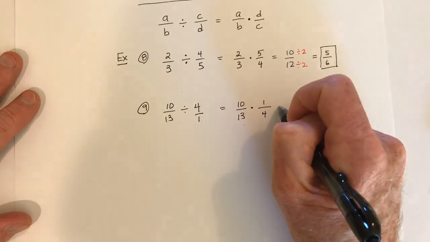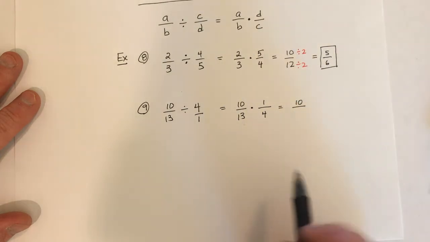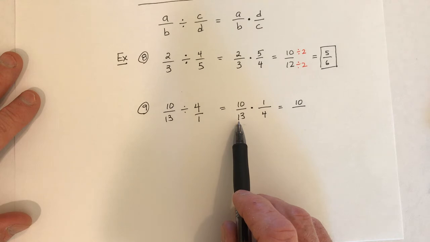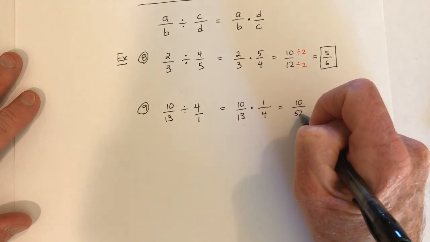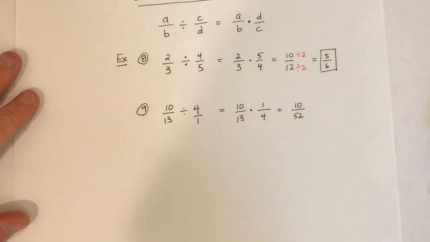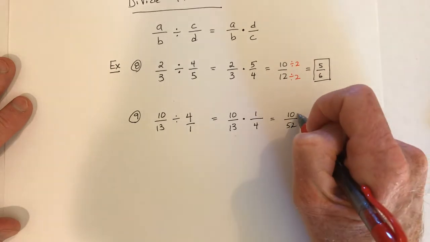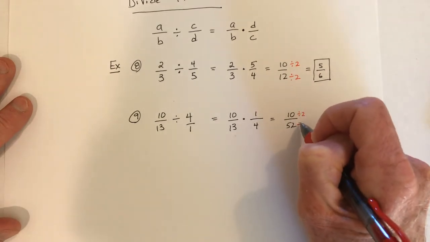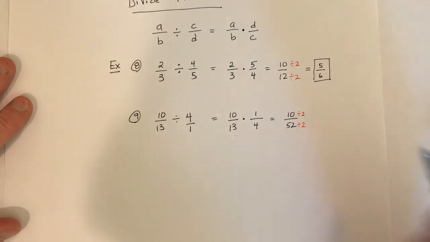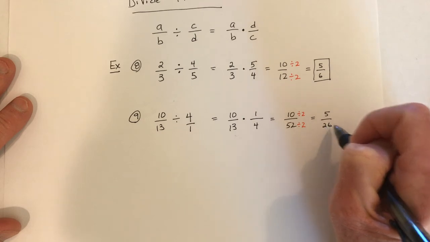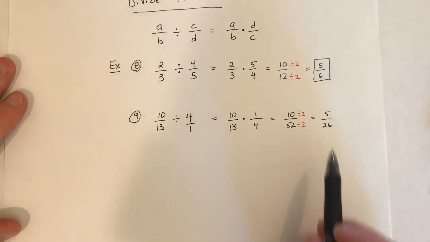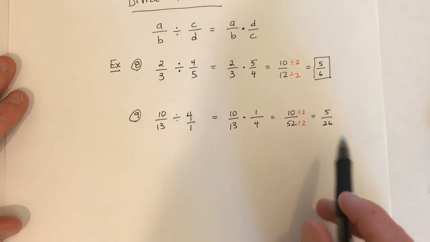So on the top, that would be 10 times 1. And on the bottom, that's going to be 52, because 4 times 10 is 40, 4 times 3 is 12, and 40 plus 12 is 52. And then reduce. Once again, these are even numbers, so divide by 2 and divide by 2. On the top, it leaves a 5. On the bottom, a 26. This cannot be reduced anymore, so it's done.